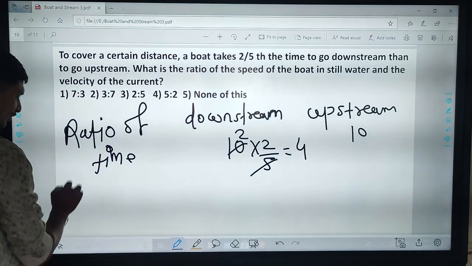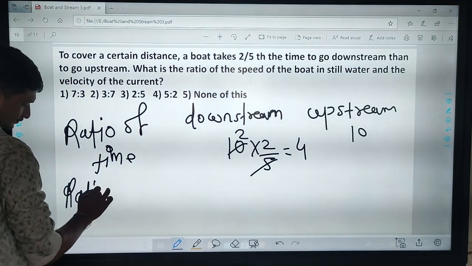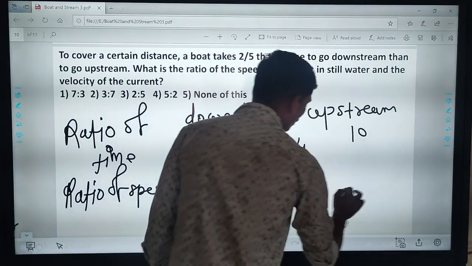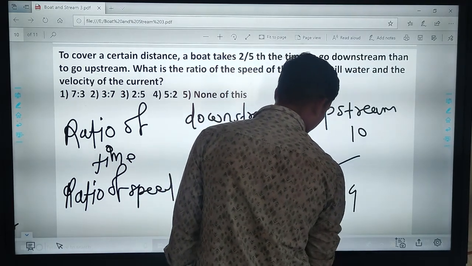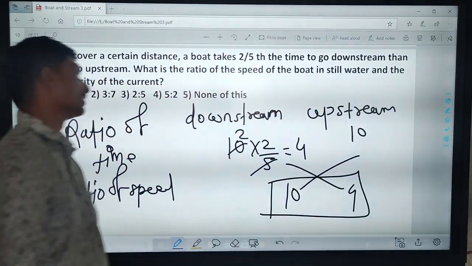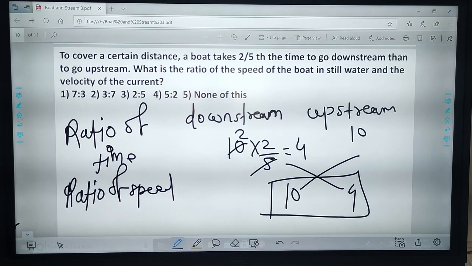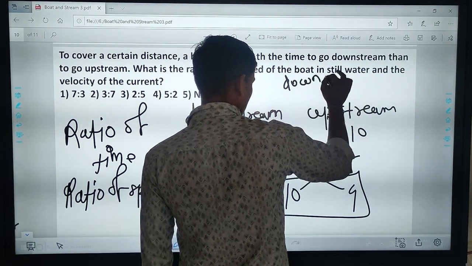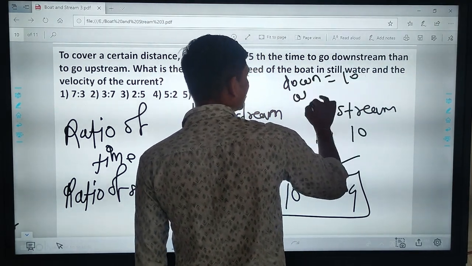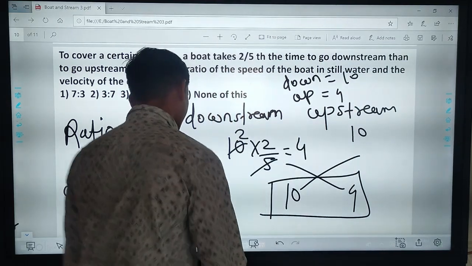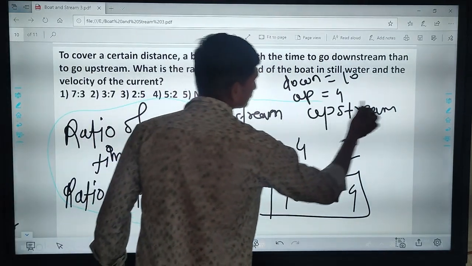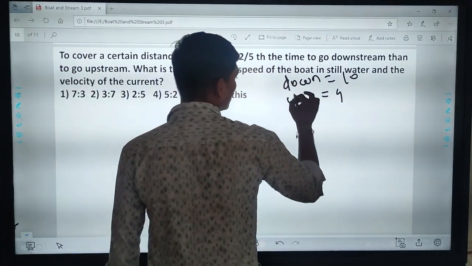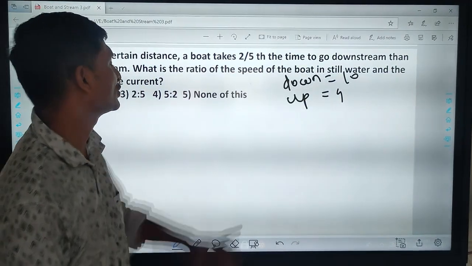Then here the ratio of speed, we cross these two, is 10:4. Ratio of speed is 10:4. Then downstream speed is 10 and upstream speed is 4. Now we find the speed of the boat in still water, knowing the upstream speed is 4 and the downstream speed is 10.